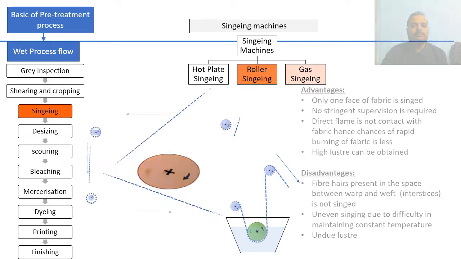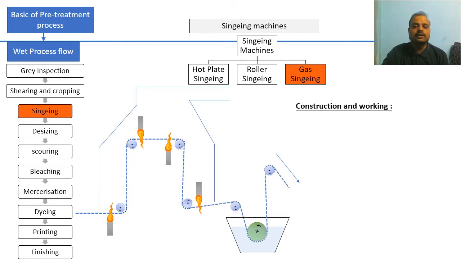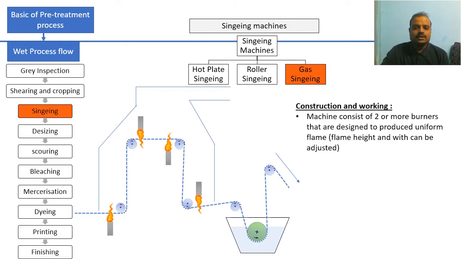Let's talk about the gas singeing machine in detail. So, starting with the construction and working. The machine consists of two or more burners, and here you can see there are four burners in total. Those are placed at both sides of the fabric. Now these burners produce a uniform flame, and this flame height and width can be adjusted by adjusting the slit from which they are coming out, right?